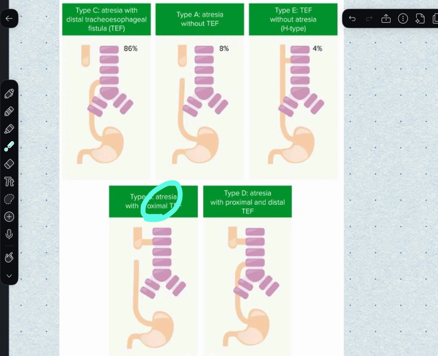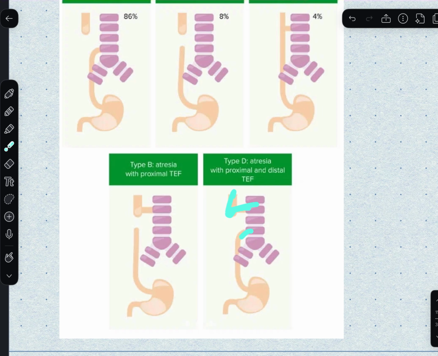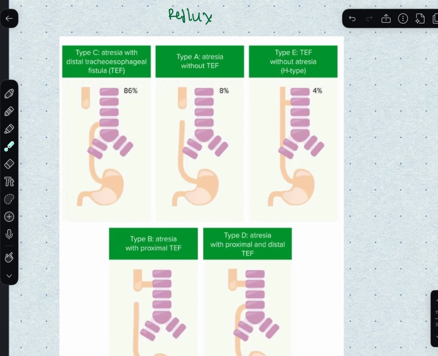So here you can see this proximal TEF, that means only the proximal one, you can see the tracheoesophageal fistula. And here you can see the distal one. So in the distal region you can see tracheoesophageal fistula. In this picture you can see the proximal and the distal, right? So there will be proximal and the distal. So these are the 5 types of tracheoesophageal fistula.